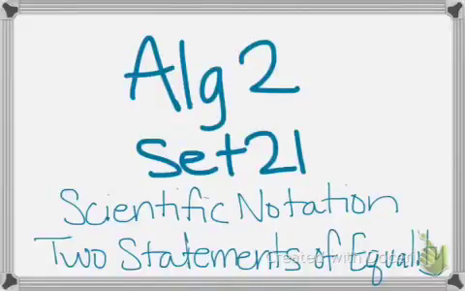Algebra 2, Set 21, Scientific Notation and Two Statements of Equality. Okay, if we have the number 412 and 36 thousandths, when we use scientific notation, the scientific notation is just multiplying by powers of 10. And whatever power of 10 that you multiply by tells you where to move your decimal point.